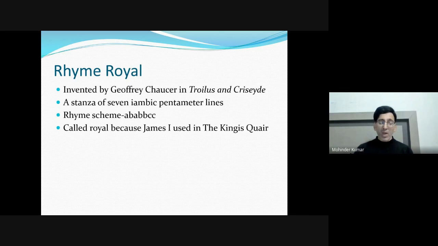James I wrote the book The King's Quair. It's King's Quair, King apostrophe S. It is not King is, no, that's wrong. King apostrophe S. Quair means book. So he used this stanzic form in his poem, The King's Quair, and that's why this stanzic form is called royal. I think you are able to understand the first stanzic form, rhyme royal.